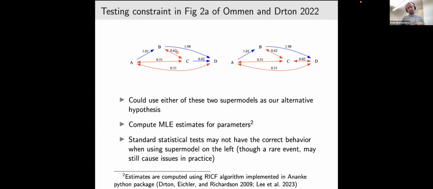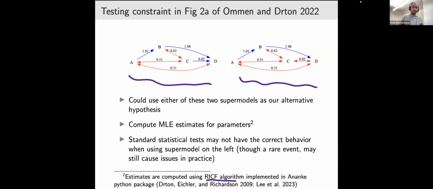So if I just go ahead and compute the MLE estimates, there was a question raised in chat about how you compute estimates for these parameters. One way is to apply what's known as the RICF algorithm. It's really designed for globally identified models, but it can be applied to generically identified ones as well. In particular here, I'm using a Python implementation of this algorithm. So you could use either of those two models as your alternative hypothesis, the one where you add the directed edge or the bidirected edge.